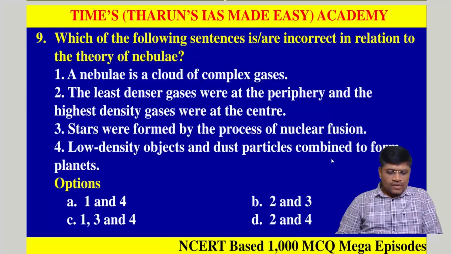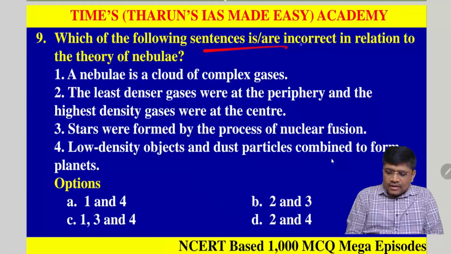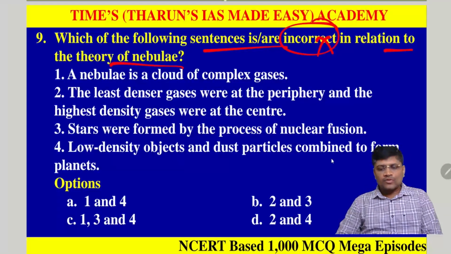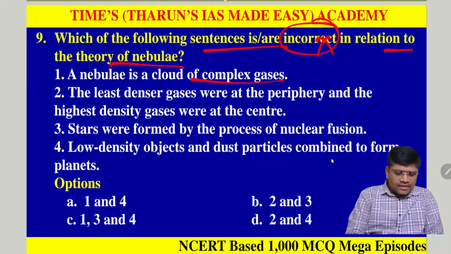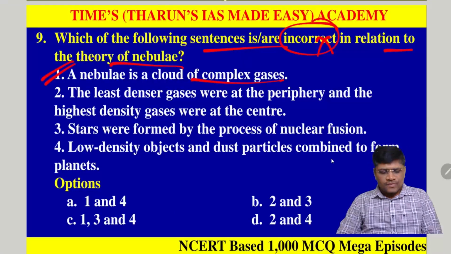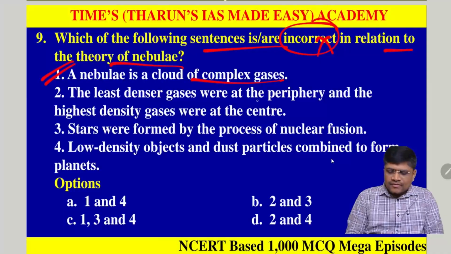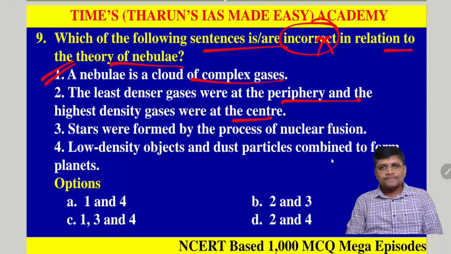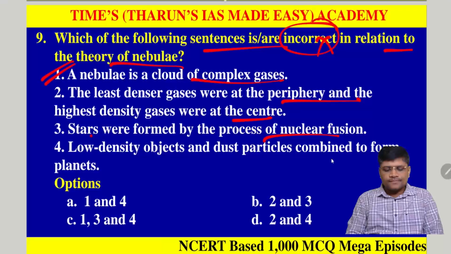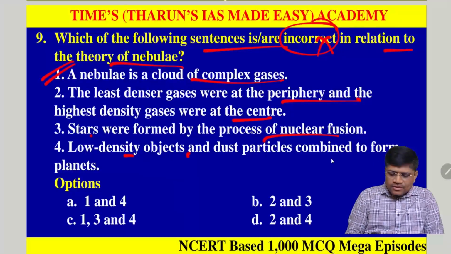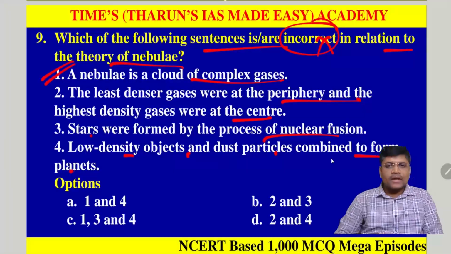Next question. Which of the following sentences are incorrect in relation to the theory of the nebula? So the question is asking for the incorrect statement. A nebula is a cloud of complex gases. Right, we discussed it. Next, the least dense gases were at the periphery and the highest density gases were at the center. No. Next, stars were formed by the process of nuclear fusion. Finally, low density objects and dust particles combined to form the planets.